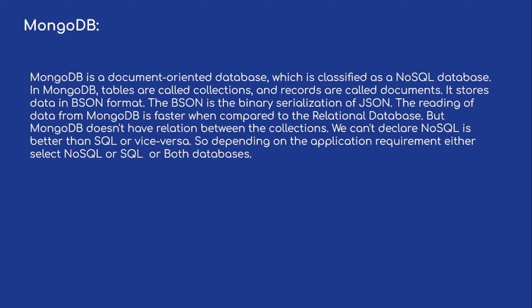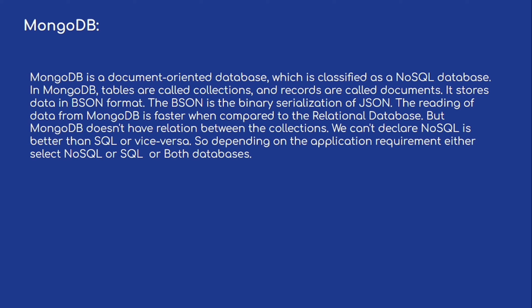So what is MongoDB? If you are familiar with a normal relational database, where we have tables, columns and rows, MongoDB is a non-relational database. Here is a definition. MongoDB is a document-oriented database. Whatever record or data we save, we call it a document. It is classified as a NoSQL database, not a relational database.